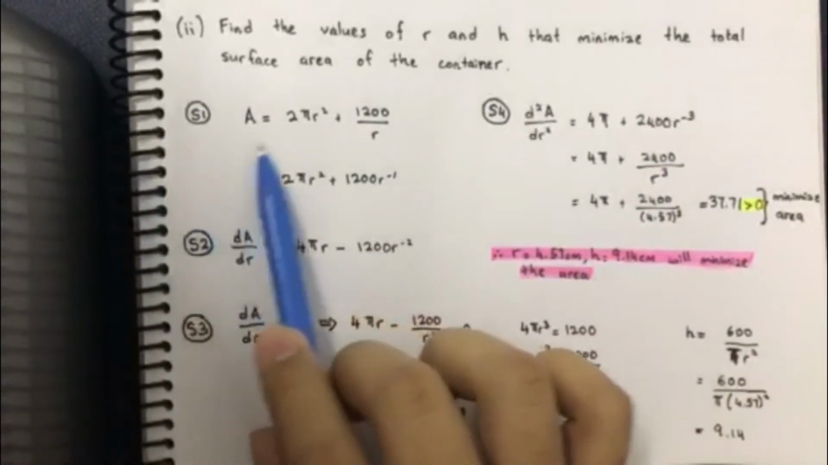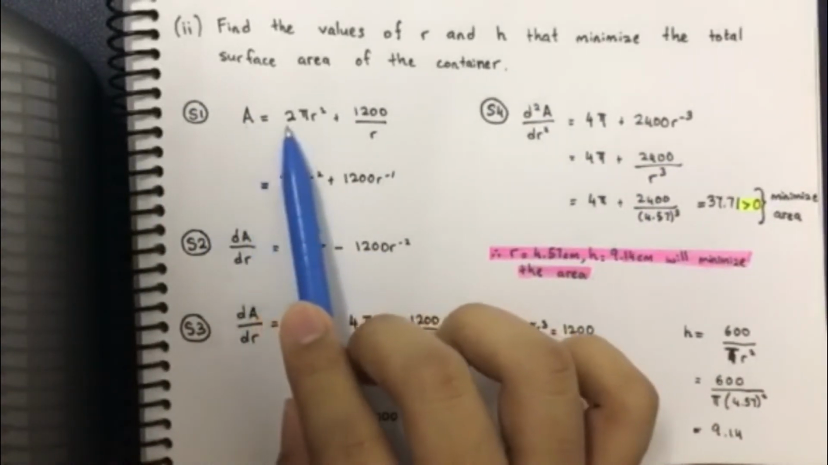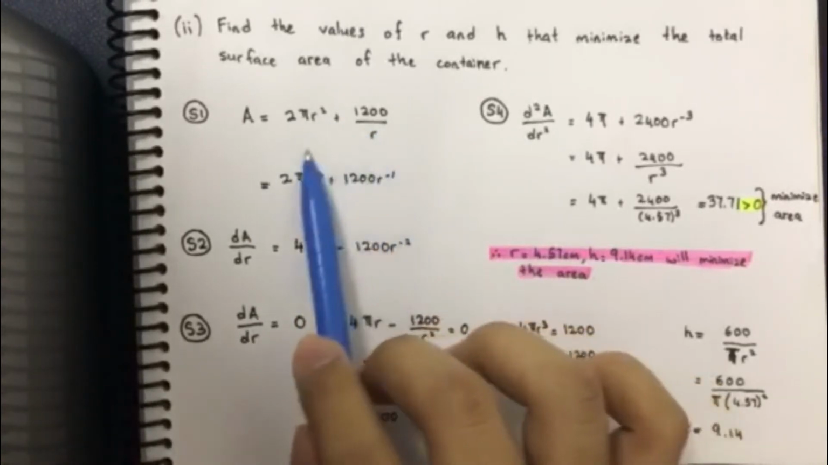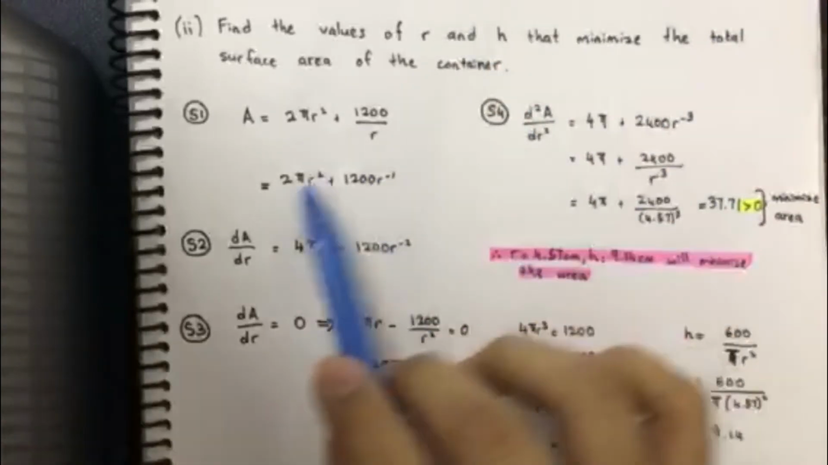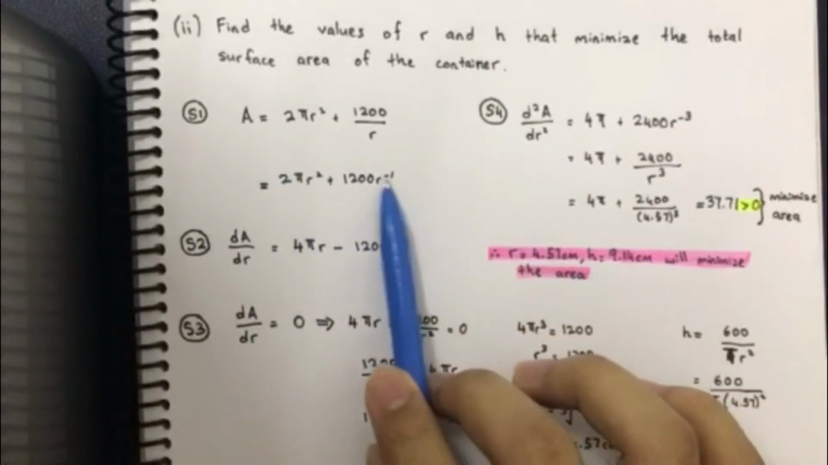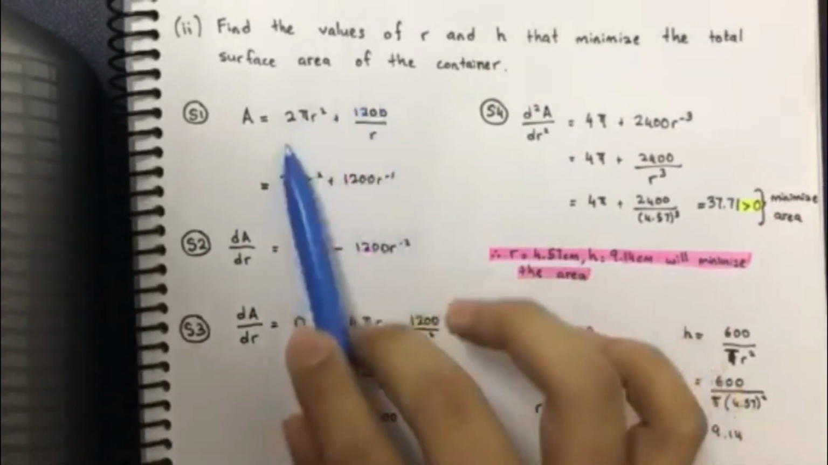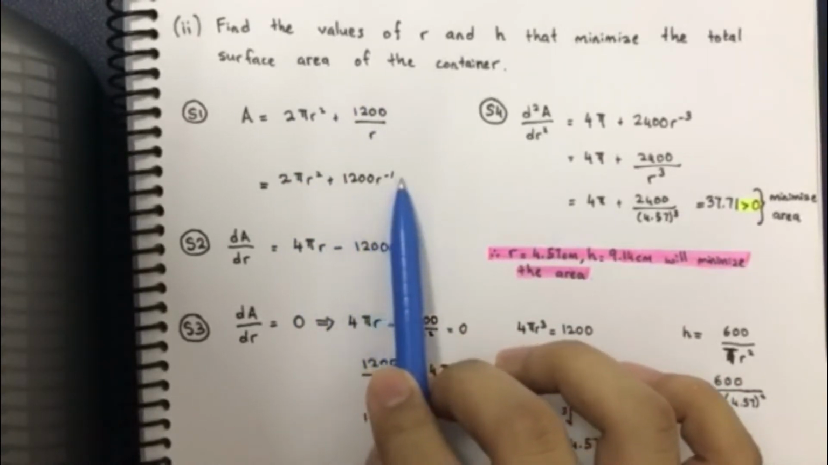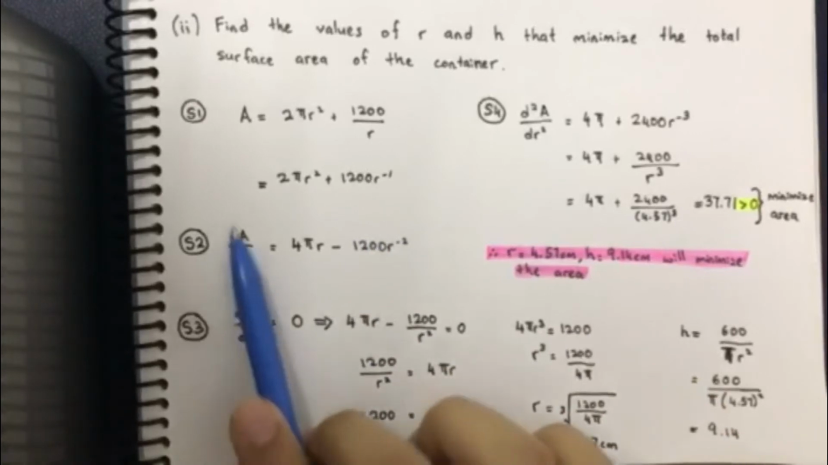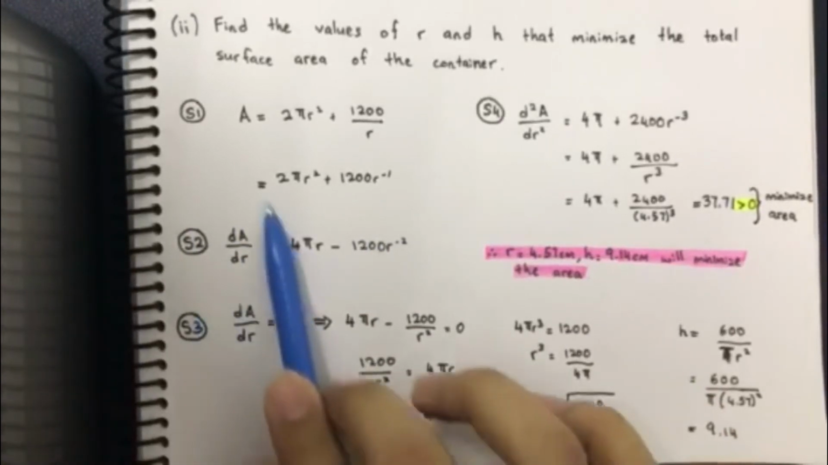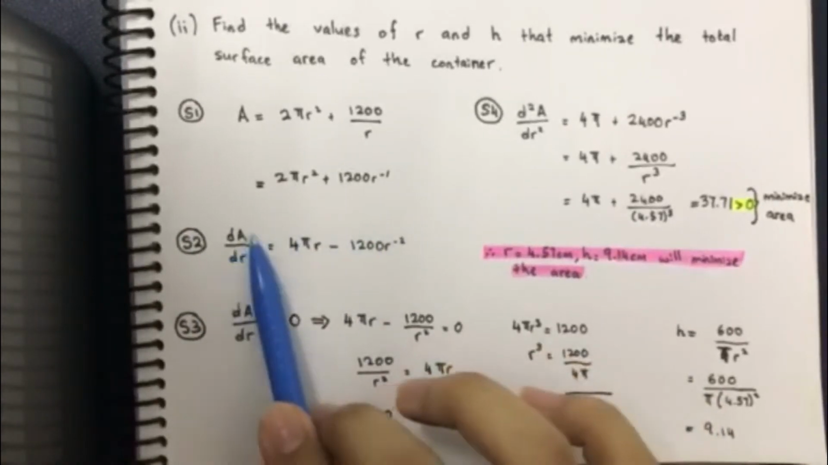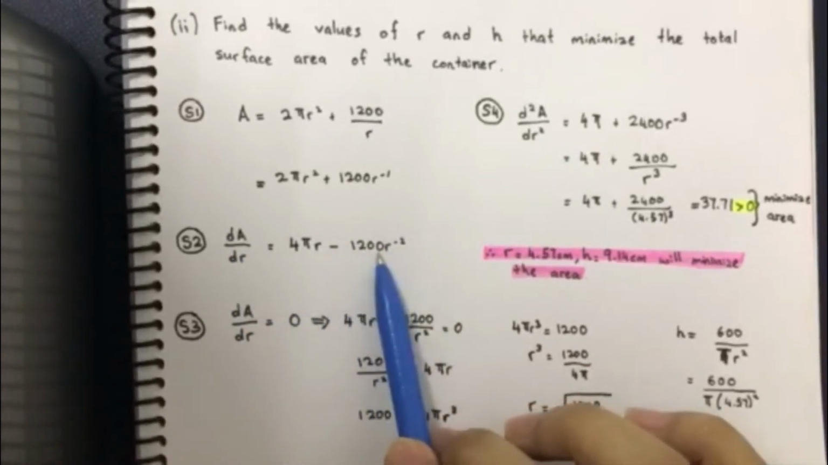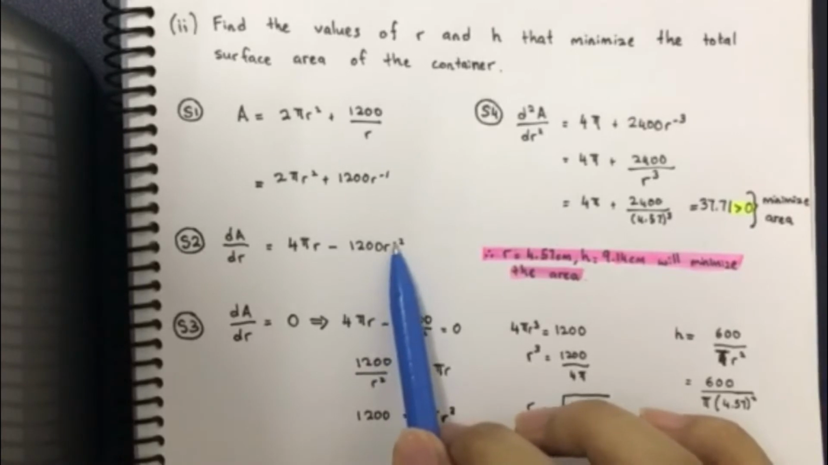For step 1, A equals 2 pi r square plus 1200 over r, which is the equation given. To make it easier to differentiate, we change this equation to 2 pi r square plus 1200 r to the power of -1. For step 2, we differentiate this equation. So dA over dr equals 4 pi r minus 1200 r to the power of negative 2.